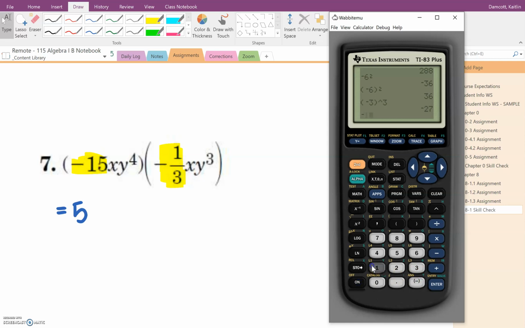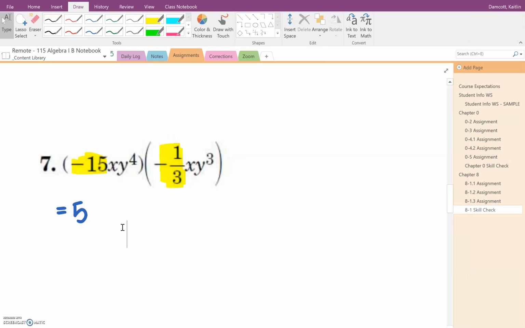So I plug in negative 15, and just like we practiced in previous lessons where we had to use our calculator, we want to multiply times a negative 1 divided by 3. And you'll notice that I put that negative 1 divided by 3 in parentheses because that's what we learned to do with fractions. We always put them in parentheses. So I hit enter, and it comes out as a positive 5. So that is where this 5 is coming from.